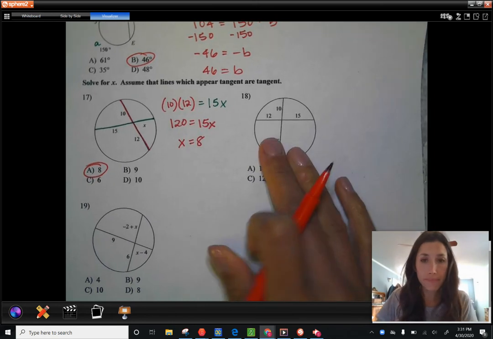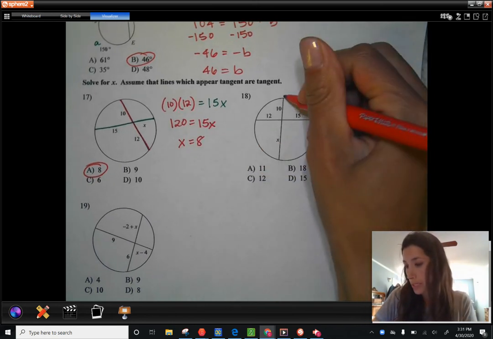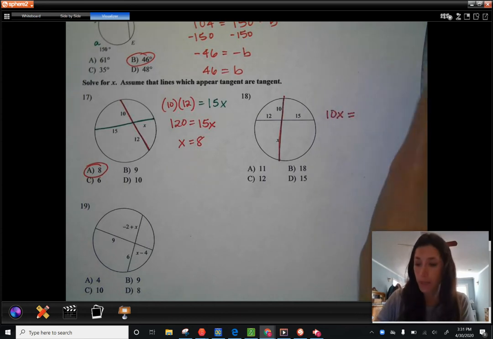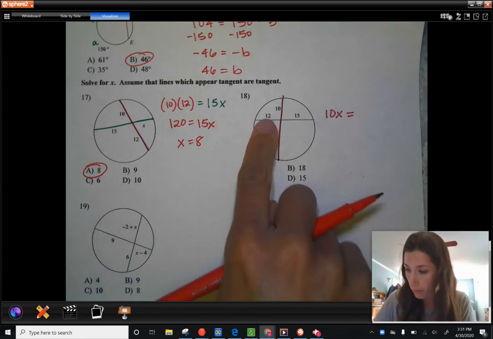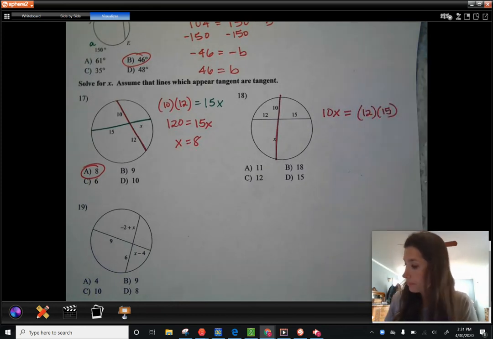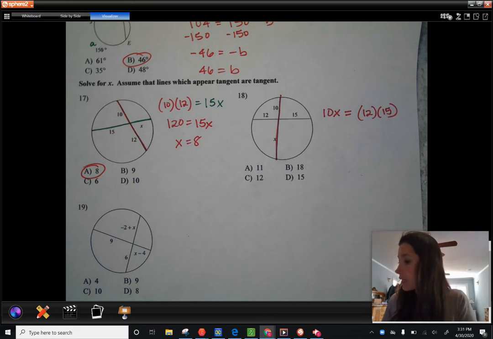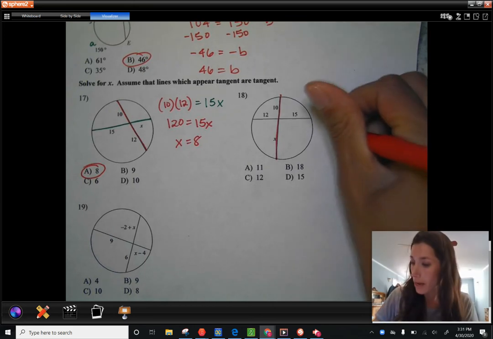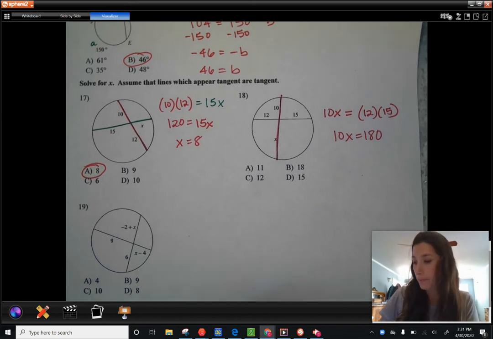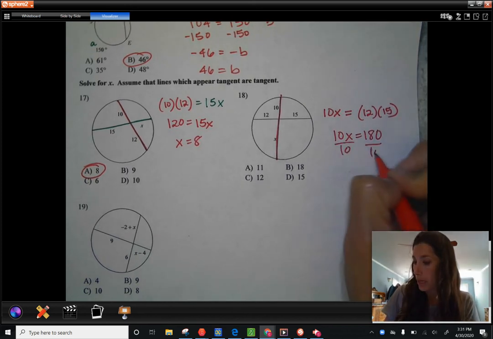Same thing here. We have the product of one chord. So 10 times x, that would be one chord. Product is multiplying them together. The product of the other chord, 12 and 15. So 12 times 15 is 180. That would be 10x equaling 180. We could divide by 10 on both sides. And x is 18.